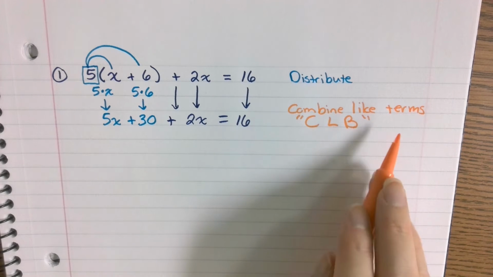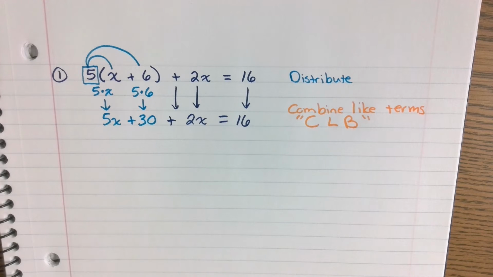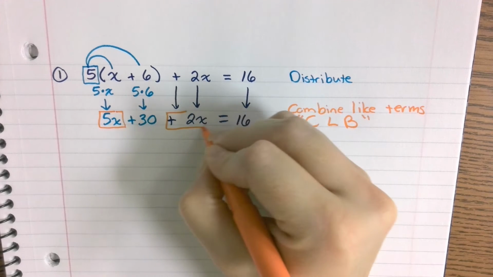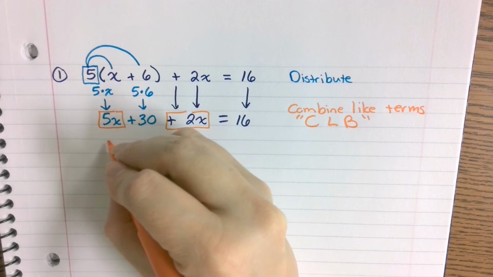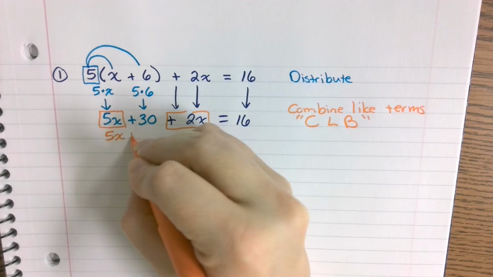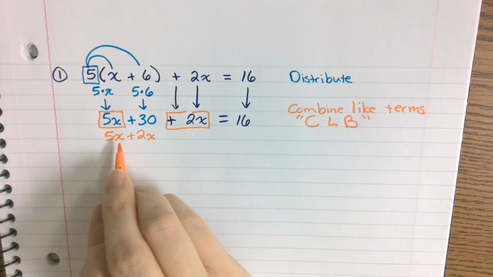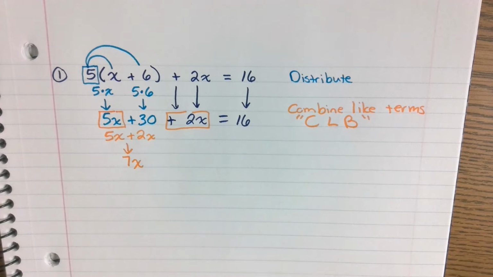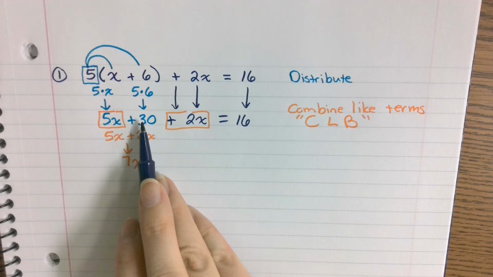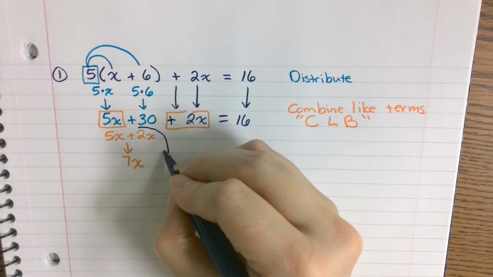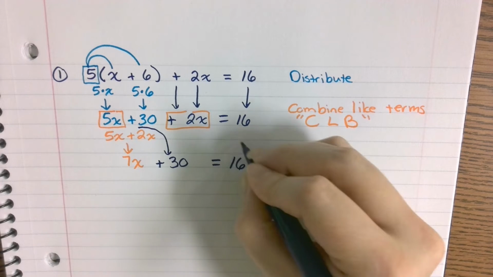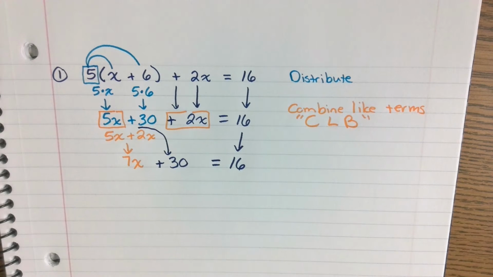So combine like terms, what are my like terms that I can combine together here? 5x plus 2x. So I'm going to rewrite that where they're side by side, 5x plus 2x. 5x plus 2x is going to be equal to 7x. That plus 30 still has to come down in the problem. And the 16.